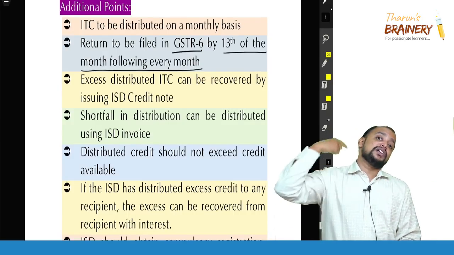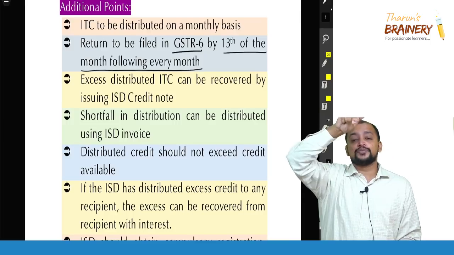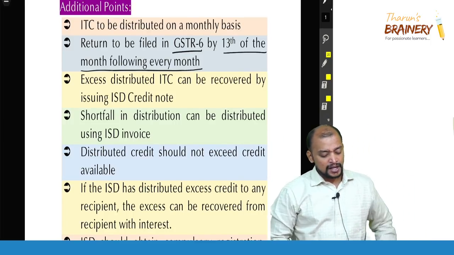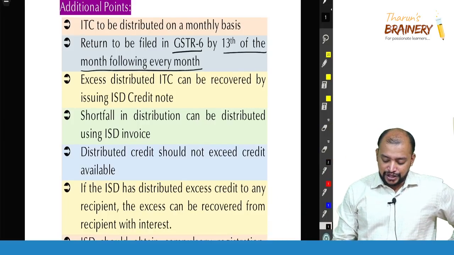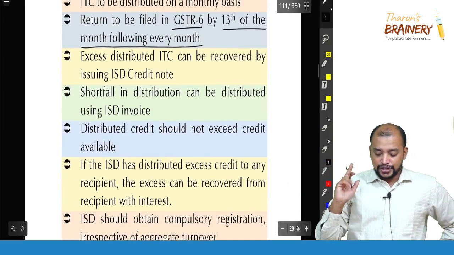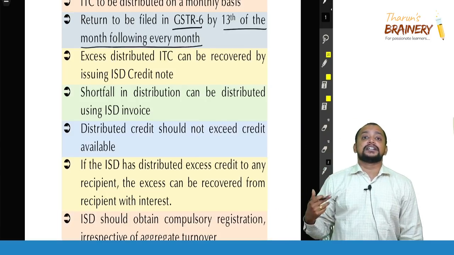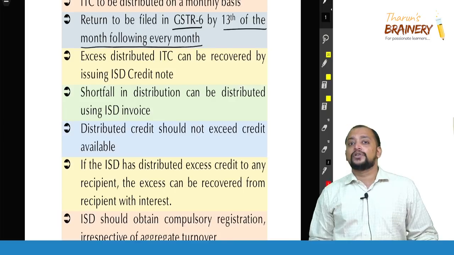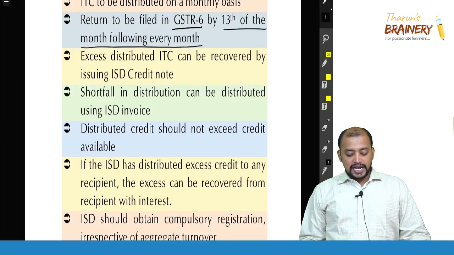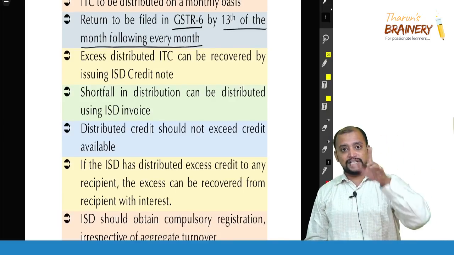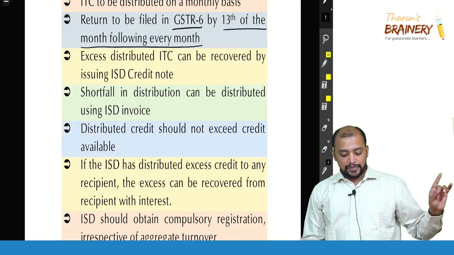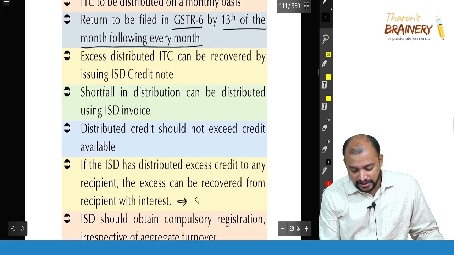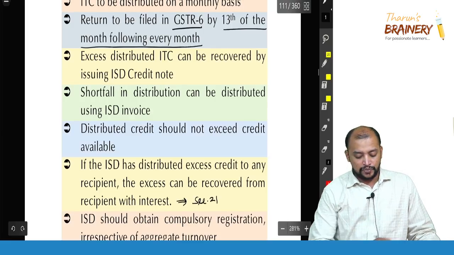So, the department will recover it as tax dues from the 2 branches, the excess distributed credit along with interest. Shortfall in distribution can be distributed using an ISD invoice. Distributed credit should not exceed the credit available for distribution. For example, if I have 1 lakh credit, I should distribute only 1 lakh. If the ISD has distributed excess credit, this is what section 21 says, the excess can be recovered from the recipient with interest. This is given where? In section 21.